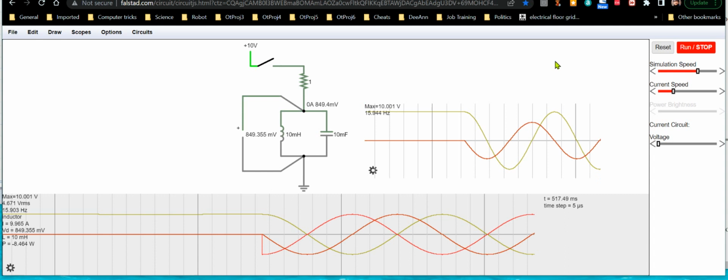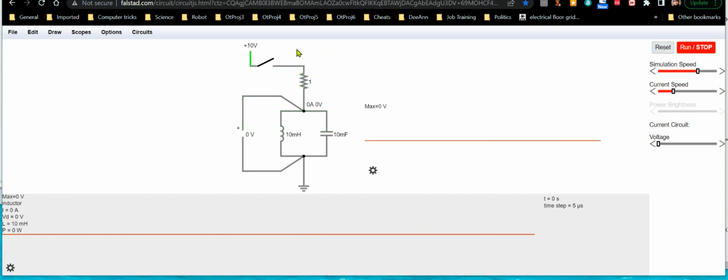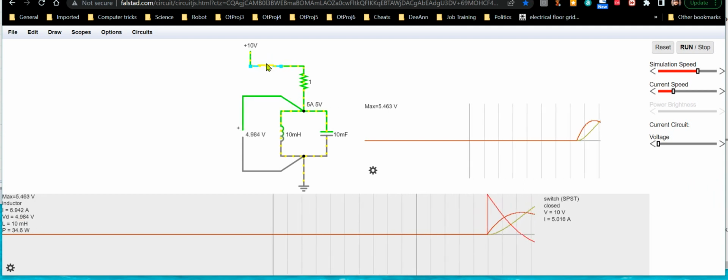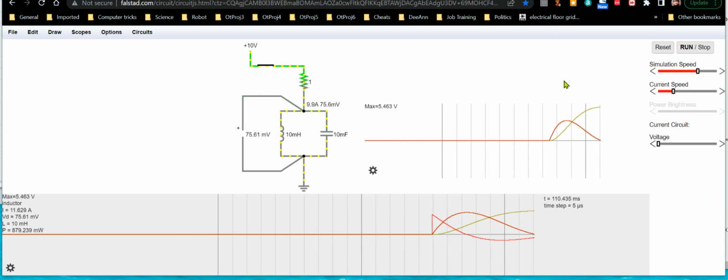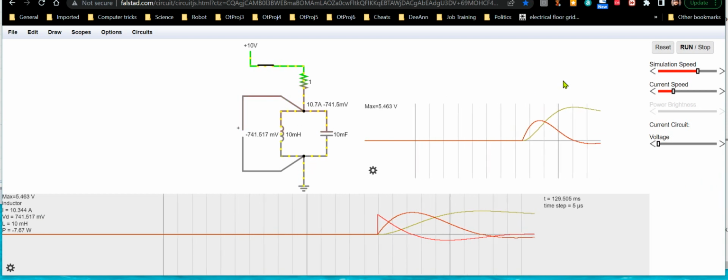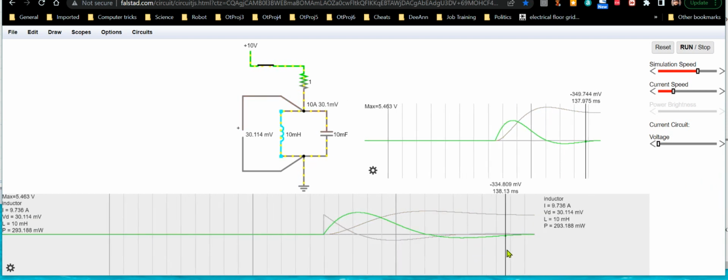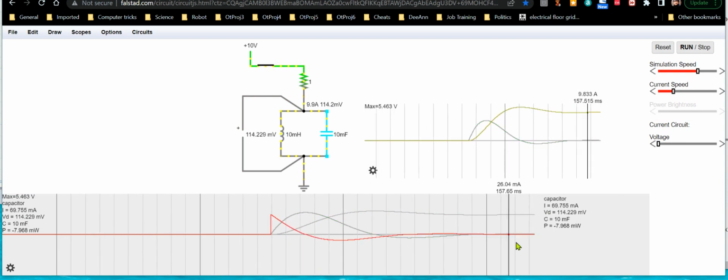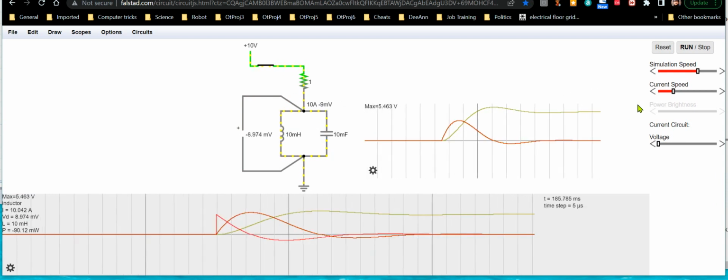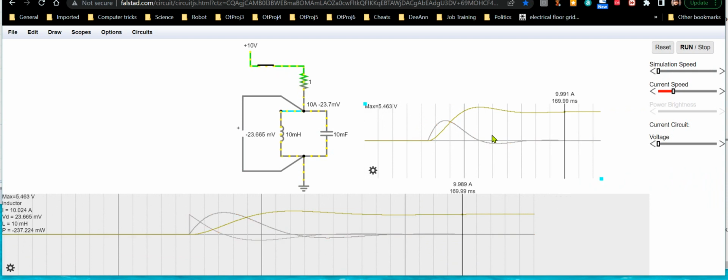So anyway, let me go ahead and just reset this and I'll run the simulation. Alright, so we're at zero state, there's no energy in the system. Now when I close the switch, see what's happening. It's going through its transient phase, where it's trying to stabilize to its quiescent value. Now, let me slow that down so you can see what's going on here.